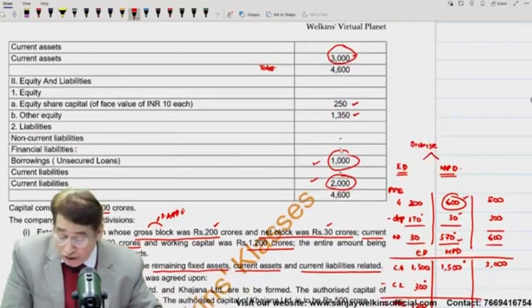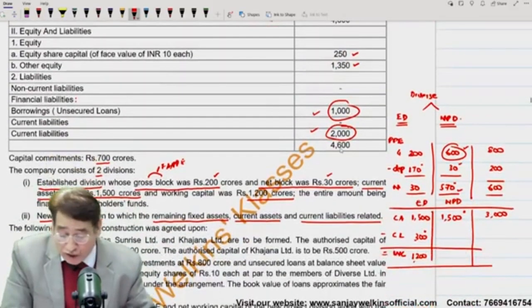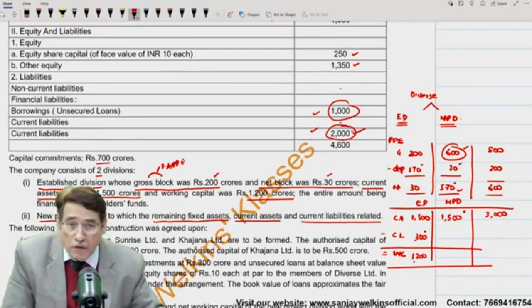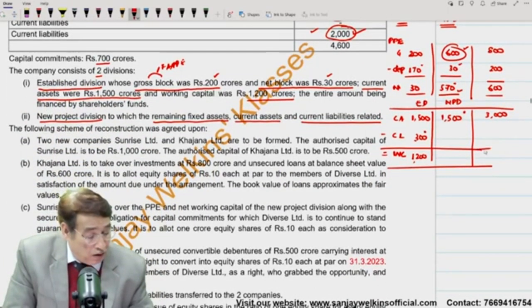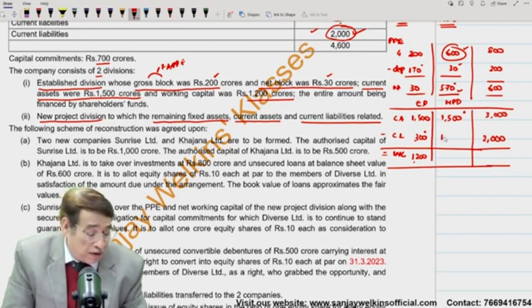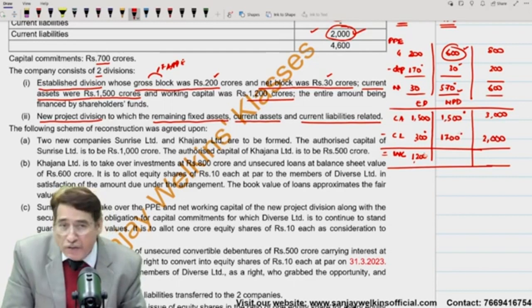Now we will look into the current liability. As far as current liabilities are concerned, total current liability given to us is equal to 2,000. I will write here 2,000 is the total current liability. Is it clear to you? And out of that, 300 is the current liability of the establishment division. So we may say the current liability of this particular division must be equal to 1,700. Is it clear to you? Right, sir. It is absolutely clear.